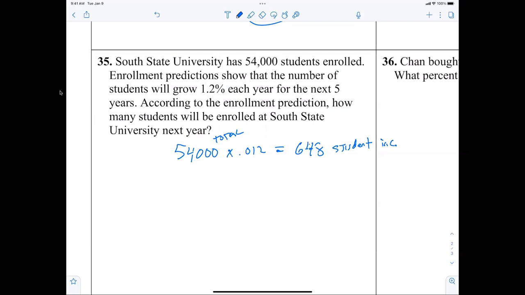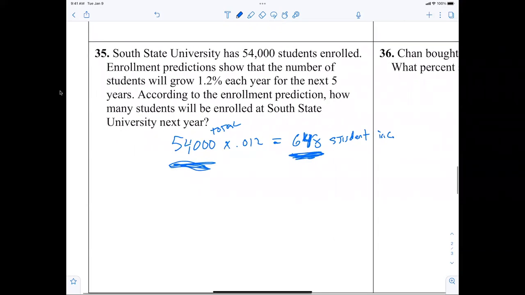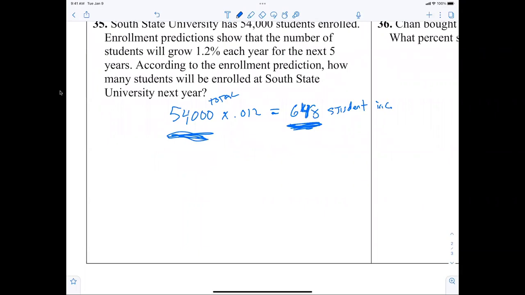So now how many are going to be enrolled next year into the school do they predict? That's going to be the increase. So how many do they have to start out with? Right. And they're going to increase it by what? 648. So altogether, next year, they're going to have 54,648 students. Right, is everybody good with this?